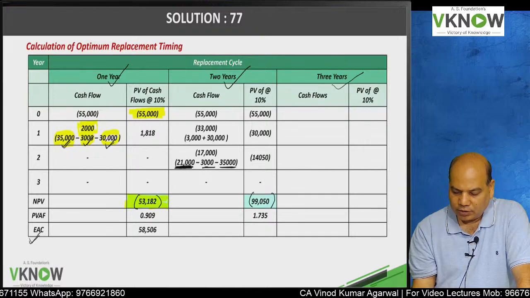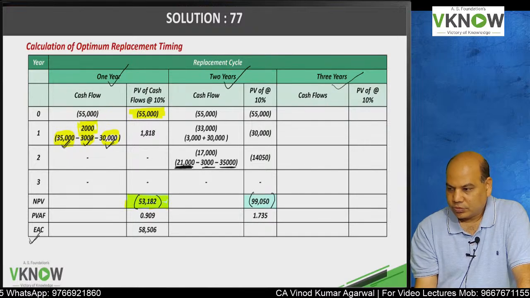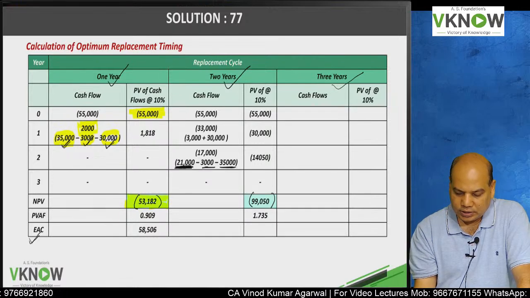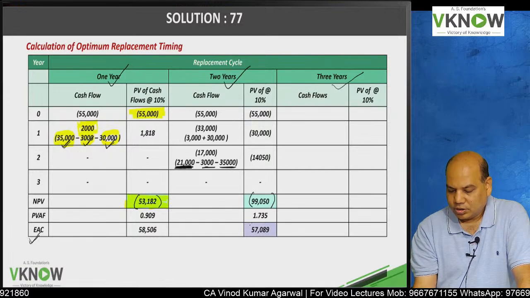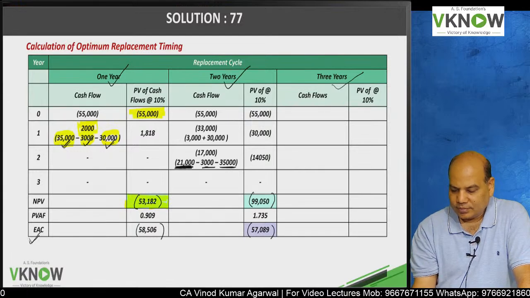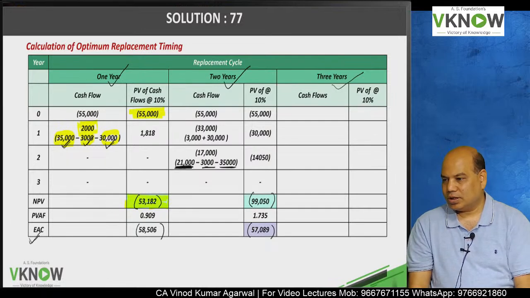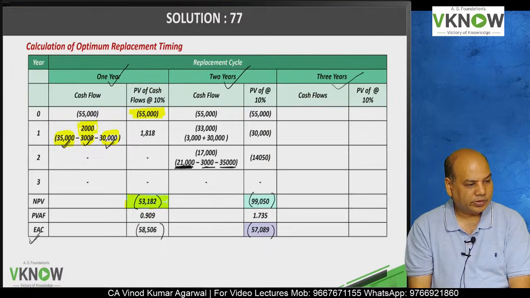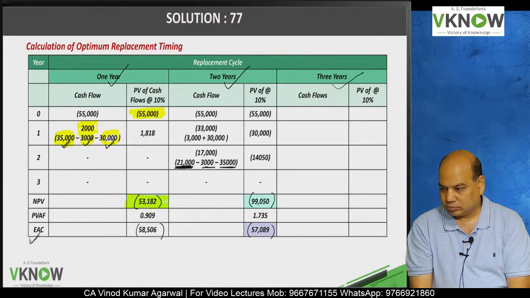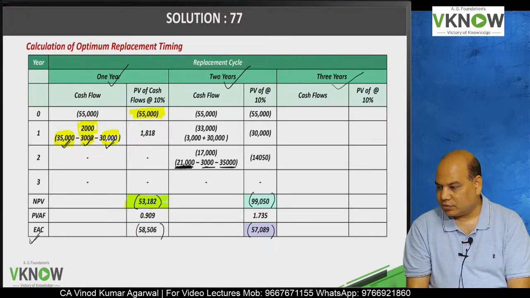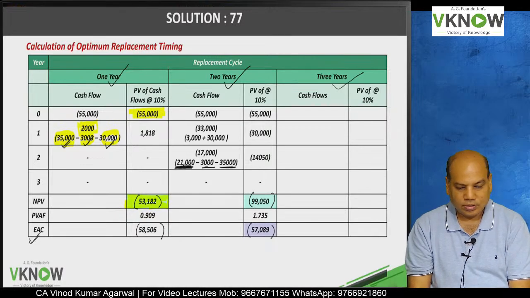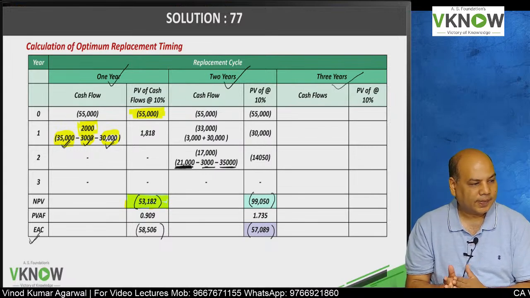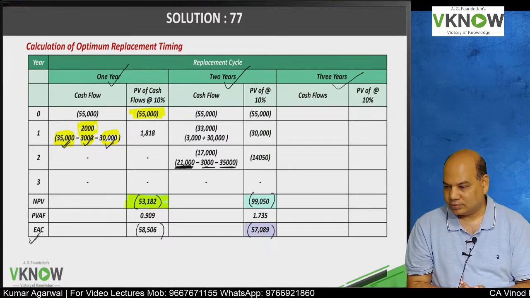Annuity factor for 2 years is 1.735. EAC is 99,050 divided by 1.735. How much is that? 57,089. Please confirm. Is it approximately 57,089? Everybody please check. 57,089.